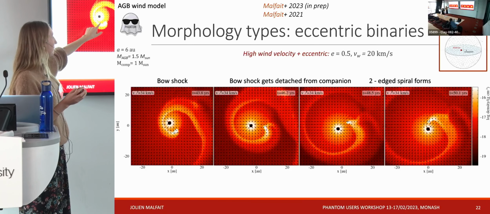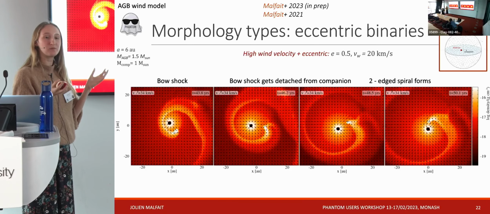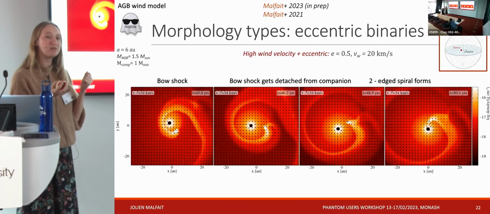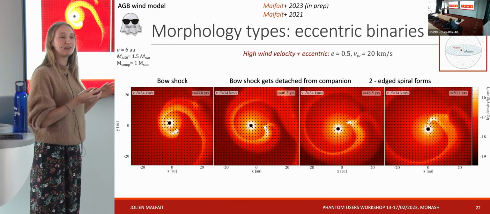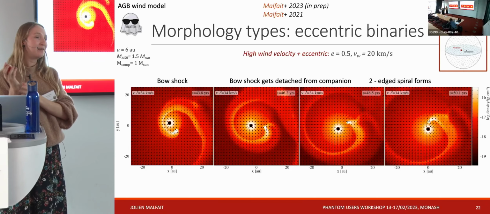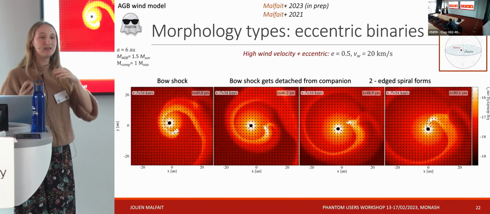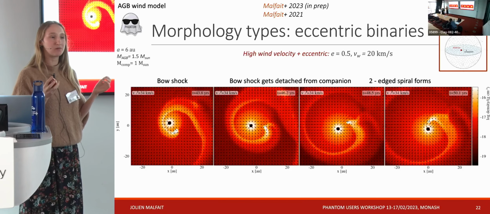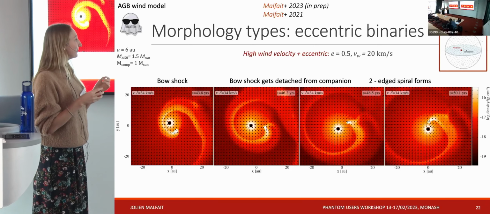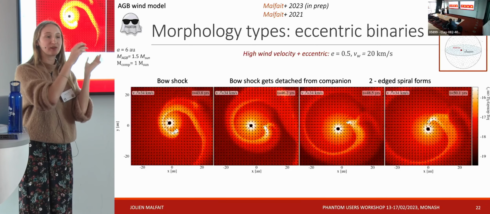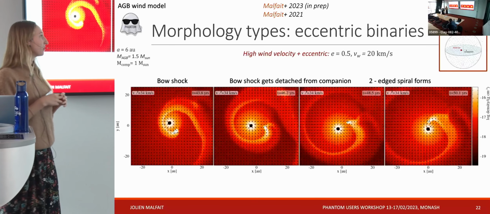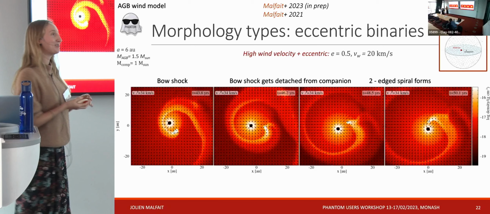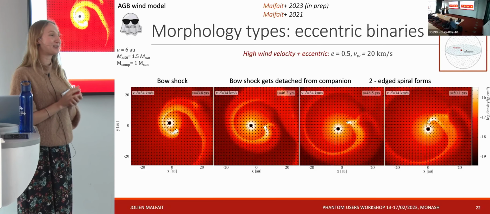After that, a bow-shock spiral structure forms because it interacts quite strongly with the wind. And then around apastron passage, this bow-shock actually travels away from the companion, and this is due to this change in orbital separation and change in orbital velocity. And then after that, a two-edged spiral structure starts to form. So within one orbit, we have these different wind structures around the companion. But if you want to see the details, I refer to my papers.